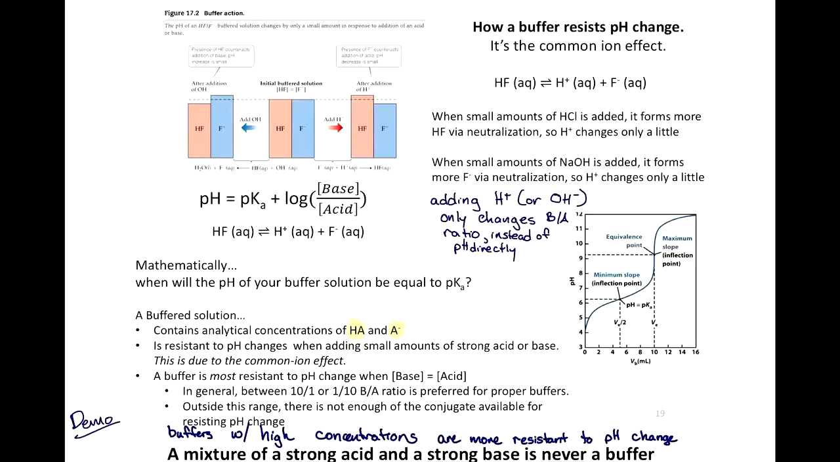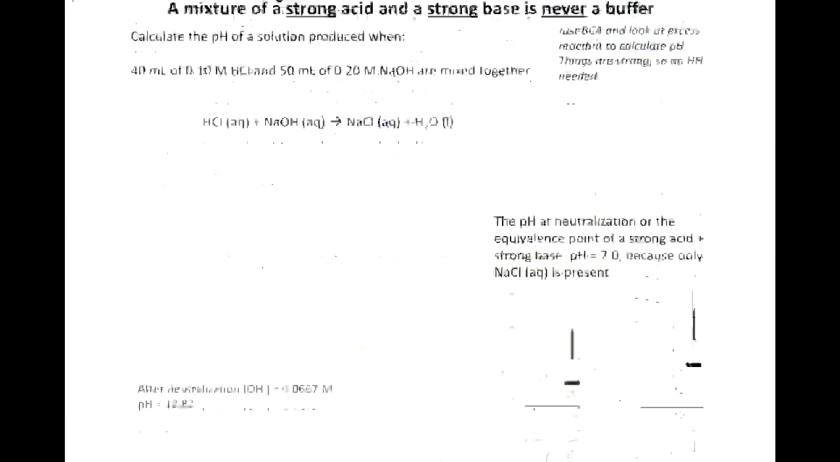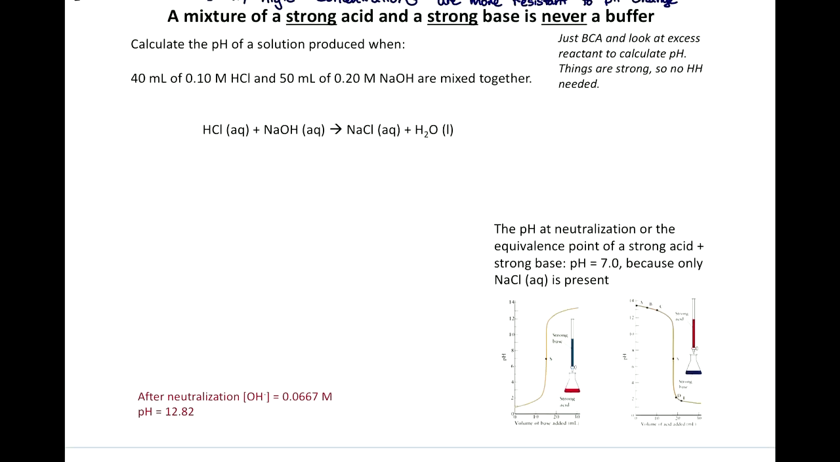All right, so we use the Henderson-Hasselbalch equation when you have a weak acid and its conjugate base present both at the same time. Well, what if you mix a strong acid and a strong base? Okay, so a mixture of a strong acid and a strong base is never, ever a buffer because there's nothing weak in it at all. And so this highlights the importance of a BCA table when we neutralize something, when we partially neutralize something.